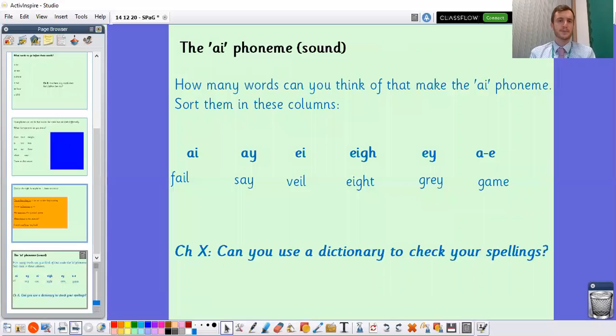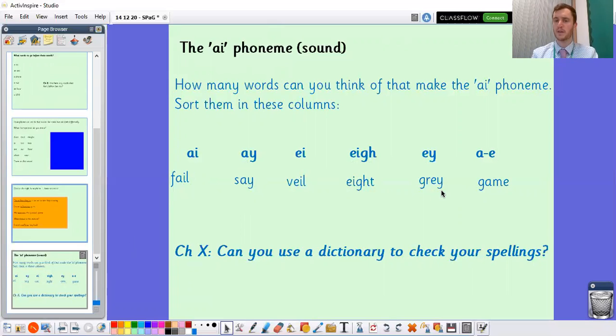Last of all, we did a lot of work on the A phoneme, the A sound. And there's lots of different ways we can make the A sound: AI, AY, EI, EIGH, EY, and AE with a letter in the middle, which is why that dash is there. Now, just like you did last time, I want you to see how many different A words you can write down. And as always, I've given you an example for each one.